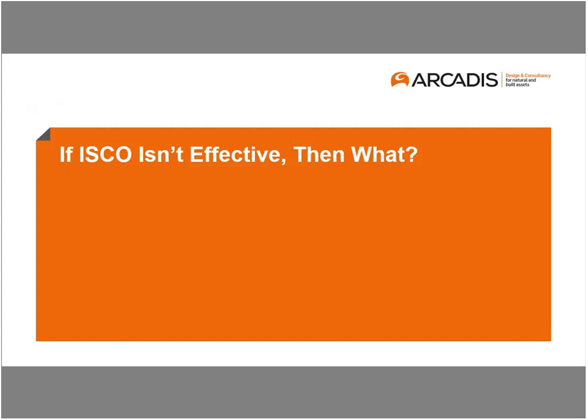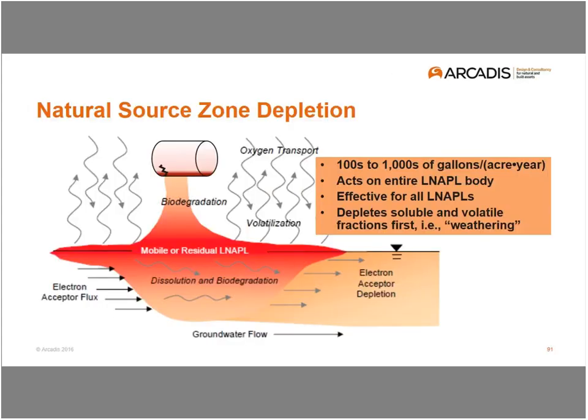So if ISCO isn't effective and you're in a situation where there is a composition risk, as I discussed earlier, what can we do? Well, natural source zone depletion should be something we're all thinking about now. We've always known that LNAPL weathers. We've got measurements of the rates now, and it goes at hundreds to thousands of gallons per acre per year for a broad range of petroleum hydrocarbons. It acts on the entire LNAPL body, and it's effective for all types of LNAPLs.